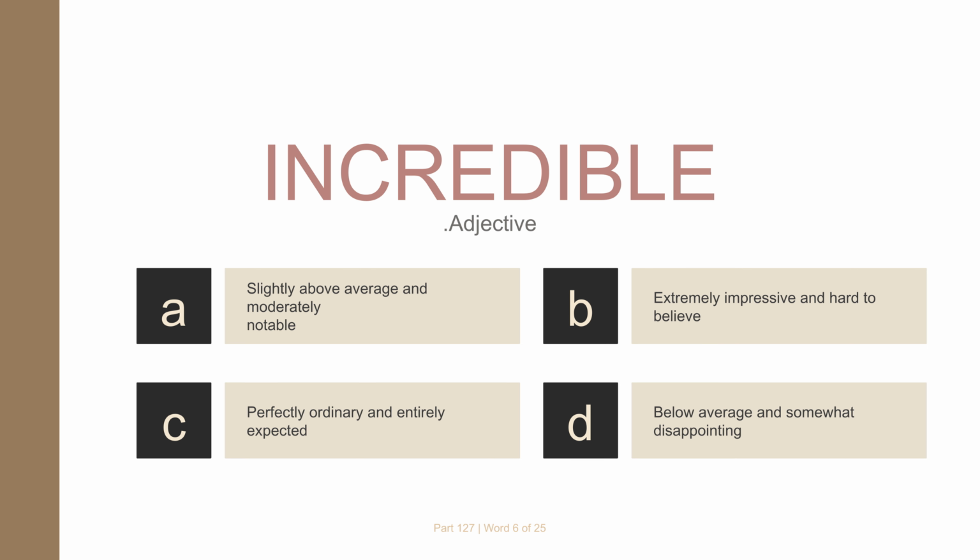Question 6. What is the meaning of incredible? Option A. Slightly above average and moderately notable. Option B. Extremely impressive and hard to believe. Option C. Perfectly ordinary and entirely expected. Option D. Below average and somewhat disappointing.